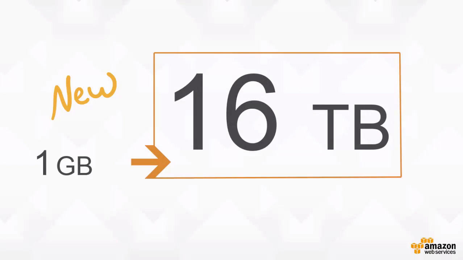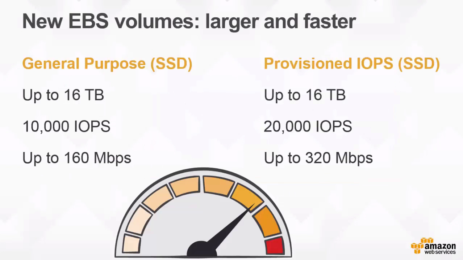Until March 2015, EBS allowed you to create a volume of up to 1 terabyte. But now, we've announced support for what we call larger and faster EBS volumes. We now support up to 16 terabytes per EBS volume. This creates less of a need to create those logical volumes, and it simplifies management as well as backup and recovery. The new EBS volumes are not only larger, but they're also faster. We now support up to 10,000 IOPS for our general purpose SSD volume, or up to 20,000 IOPS for our provisioned IOPS EBS volume.